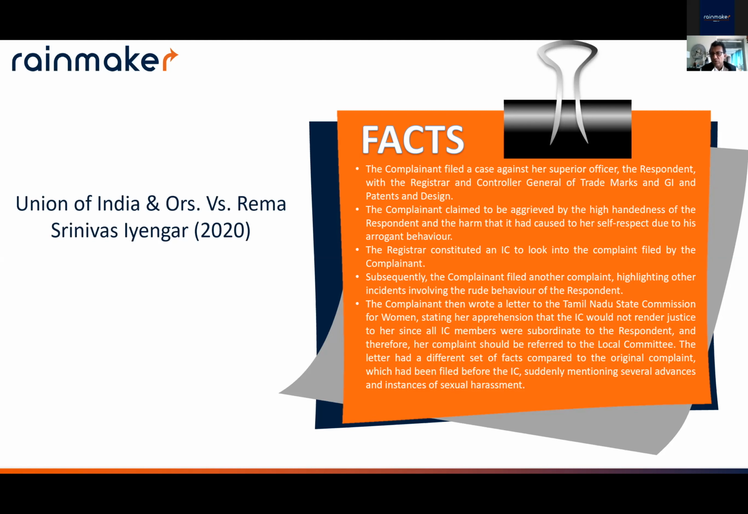The complainant then wrote a letter to the Tamil Nadu State Commission for Women, stating her apprehension that the IC would not render justice to her, since all IC members were subordinate to the respondent, and therefore her complaint should be referred to the local committee. The letter had a different set of facts compared to the original complaint, which had been filed before the IC, suddenly mentioning several advances and instances of sexual harassment.